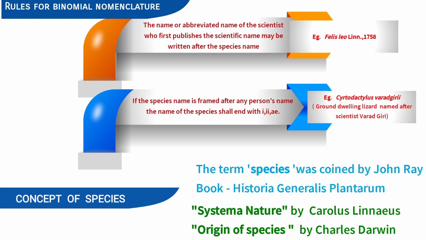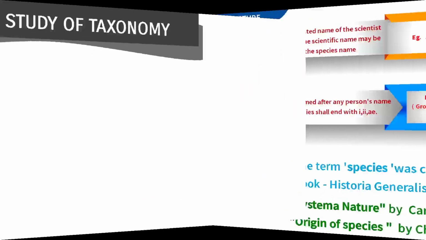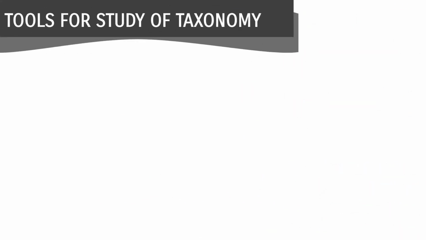So Systema Naturae was given by Carolus Linnaeus, and then Origin of Species was given by Charles Darwin. So these are some of the books given by the biologists, right? And the next one, the final one, is the tools for the study of taxonomy. So what are the tools? So why do we need these tools?